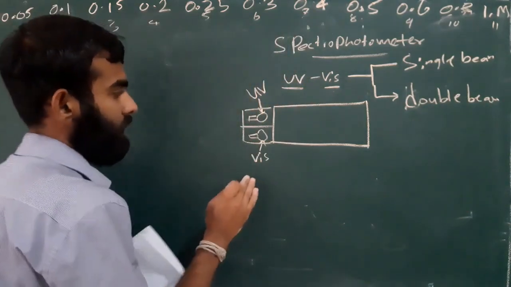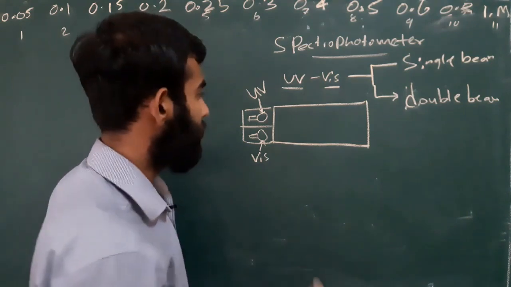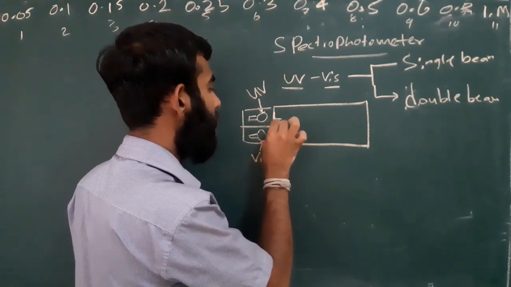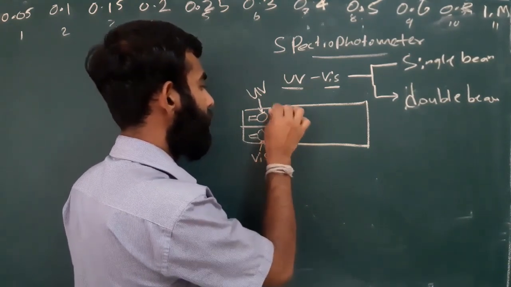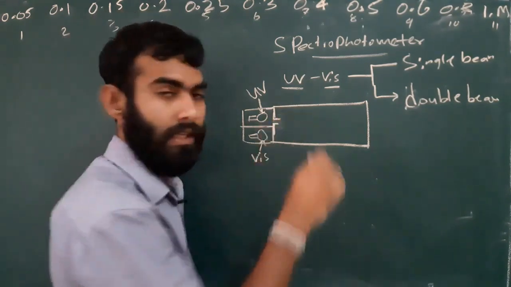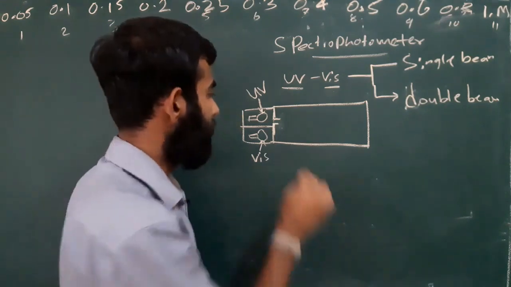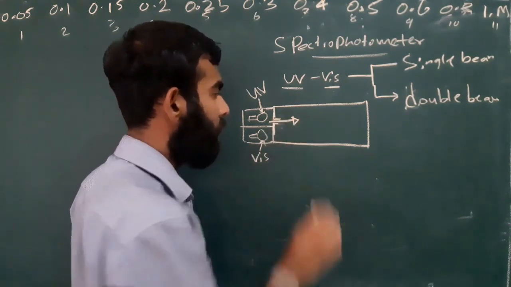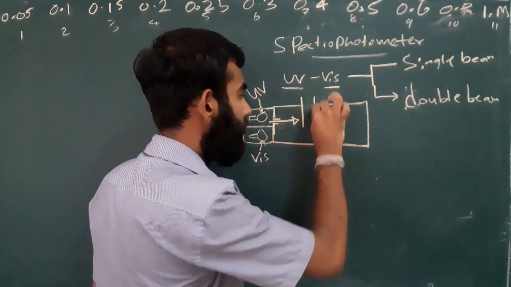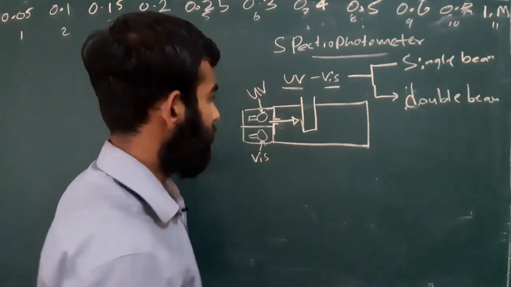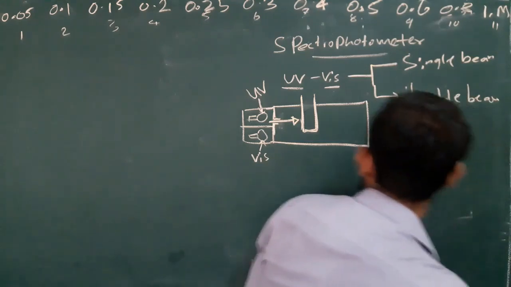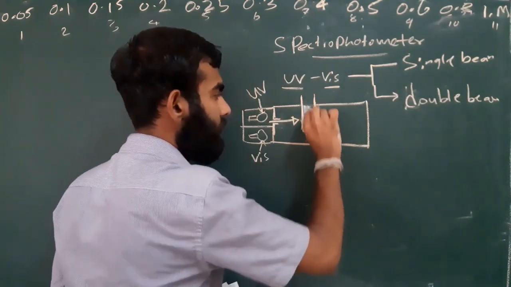That means in a single beam spectrophotometer, light will come as one. Light will come from one slit, and the light will not be divided into two parts. Light will come out only from one part. We will insert our sample into this spectrophotometer. We will introduce our sample. Here is our solution, I will color it green.